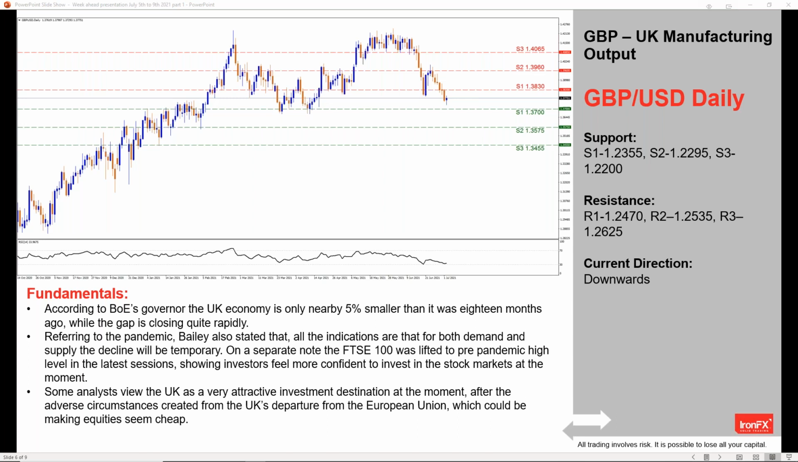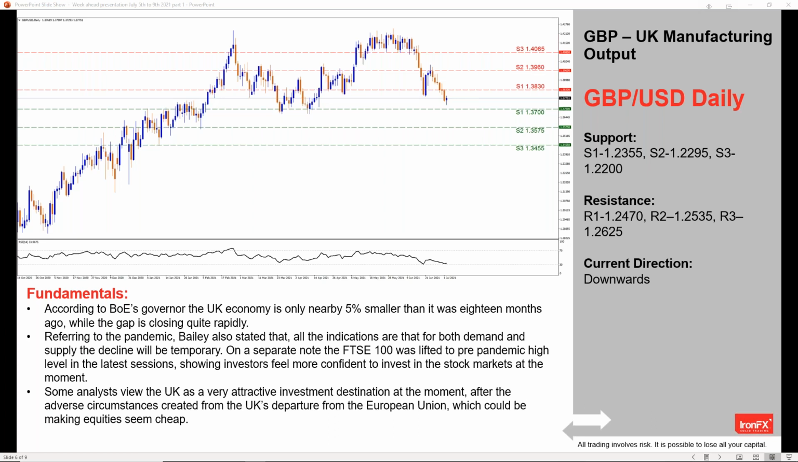Now, the pound seems to be ending the week lower against the US dollar at the moment. A speech by BOE Governor Andrew Bailey in the past days may have shed some light on the current economic circumstances in the UK. Now, this is very important.